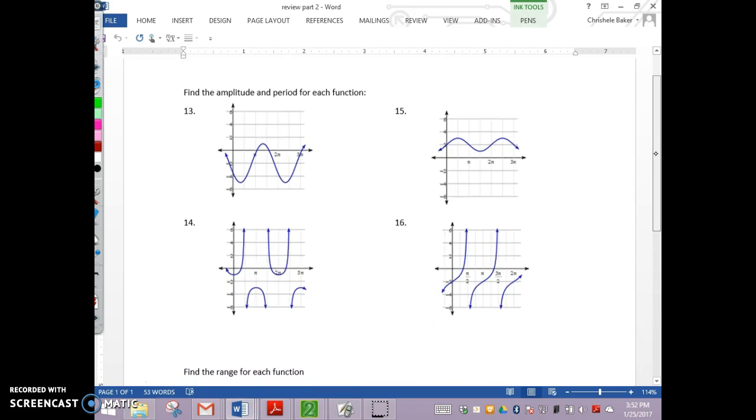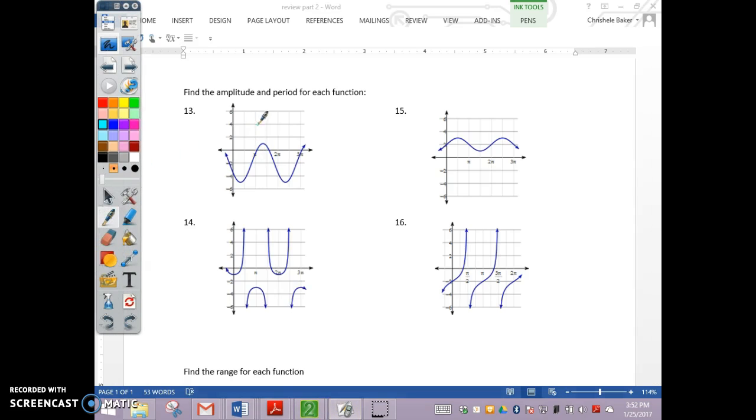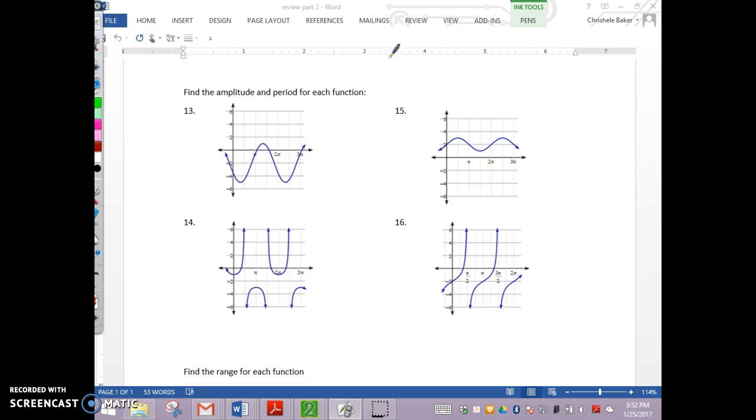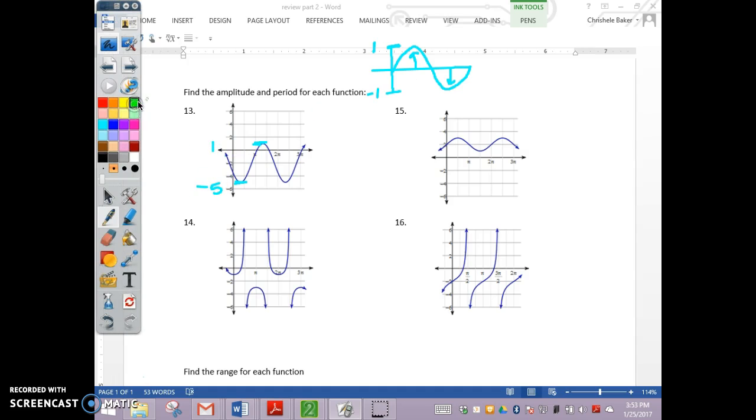So it says find the amplitude and the period for each function. So if I look at amplitude on sine, this is how high and how low I'm reaching from that midline. Usually on the parent function, I go up to 1 and I go down to -1 for sine. Well, this one is going up to 1 and down to -5. So we have to find that sweet spot where we're reaching from.